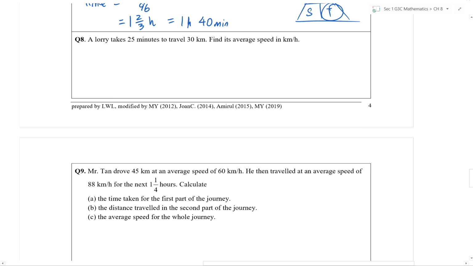Question 8. A lorry takes 25 minutes. Travel this distance, find the average speed. So average speed is total distance divided by total time. Total distance is 30 kilometers. Total time, 25. 25 is in minutes, but they want it in hours. So we divide by 60, and this will be in terms of hours. Final answer is 72 kilometers per hour.